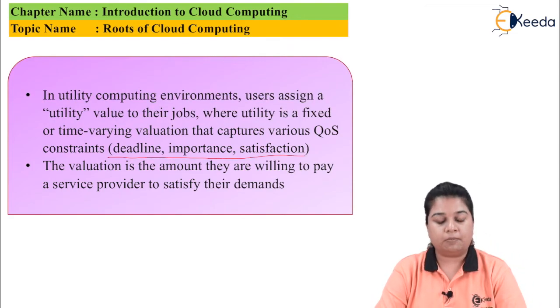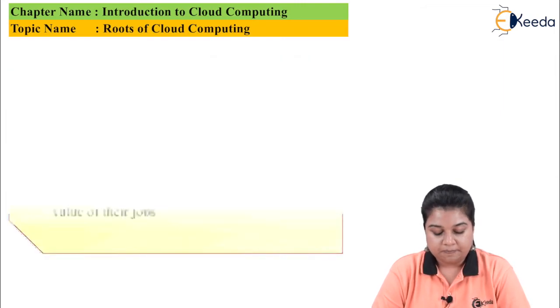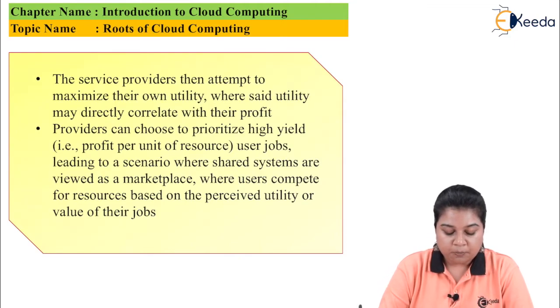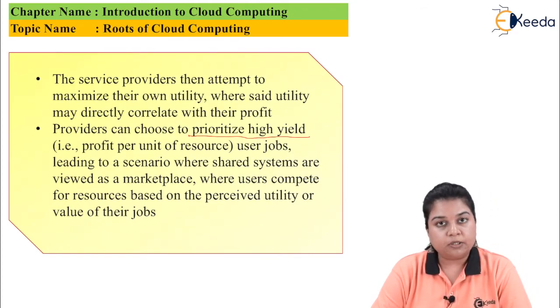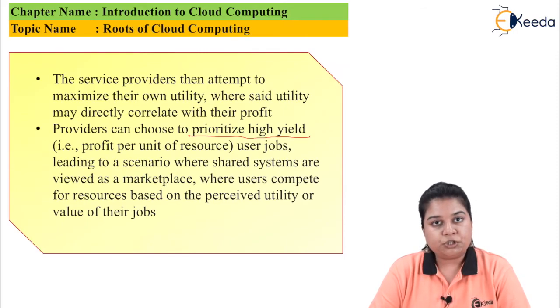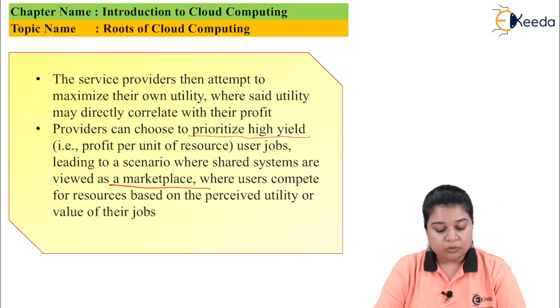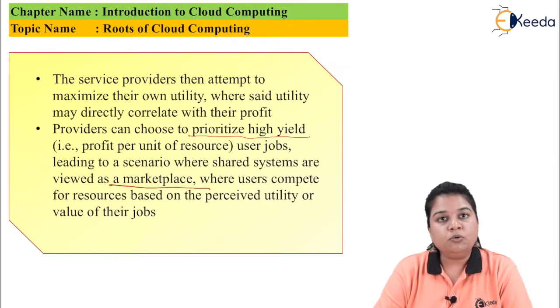The valuation is the amount they are willing to pay a service provider to satisfy their demands. The service providers then attempt to maximize their own utility, where said utility may directly correlate with their profit. Providers can choose to prioritize high yield, that is profit per unit of resource, user jobs, leading to a scenario where shared systems are viewed as a marketplace where users compete for resources based on the perceived utility or value of their jobs.